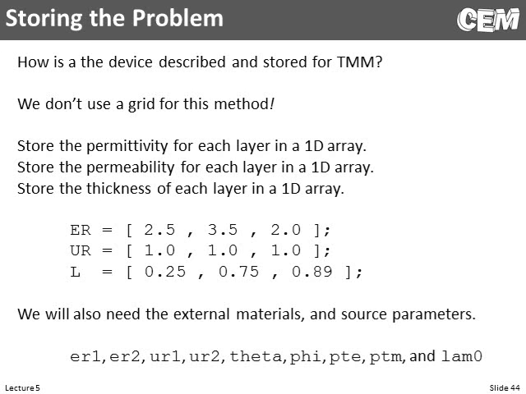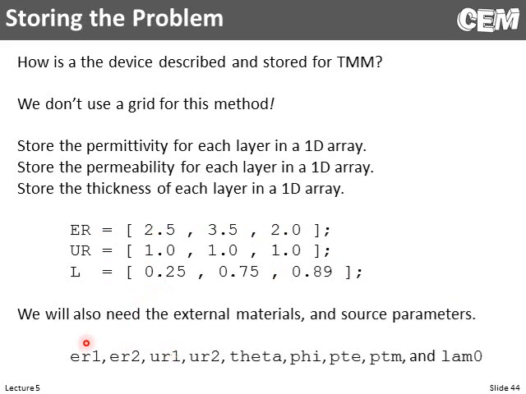So storing the problem, there's no grid here. We just store all the information for the layers separately. So what is the information for all these different layers? Well, I like to store the relative permittivity in a one-dimensional array. So here we're talking about 3 layers that'll have a dielectric constant 2.5 in the first layer, dielectric constant 3.5 in the second layer, and a dielectric constant of 2.2 or 2.0 in the third layer. Then I'll store the relative permeabilities in a same 1D array, and then the layer thicknesses in yet another 1D array. So this describes our layers.